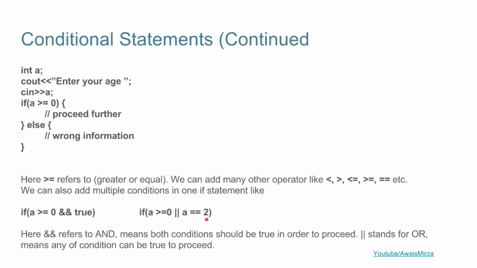Just like here we can see that if a is greater than 0 or a equals 2, then come inside the if block. Any of these conditions should be true. And right here, both the conditions should be true. If both the conditions are true, then come inside this if block. We can write multiple conditions as much as we want.